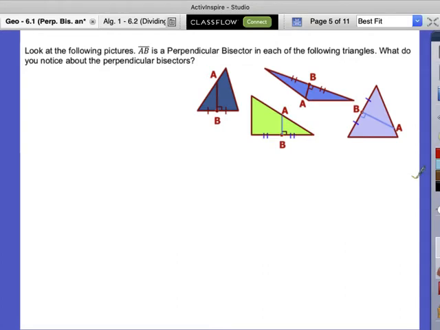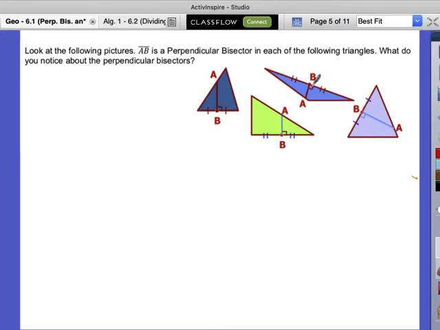It doesn't always go through the vertex, does it? It doesn't always go through the vertex. That means that at least some of them are not isosceles. If it goes through the vertex, then we know the vertex is on the perpendicular bisector, so we know it's isosceles. They're still triangles though. If I cover this up, you'd be like, oh, it's a triangle. So it doesn't cut it into two triangles.